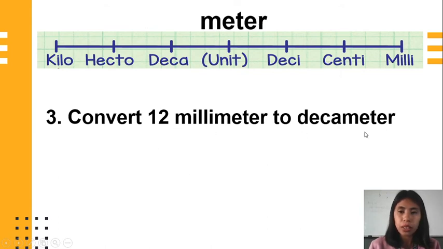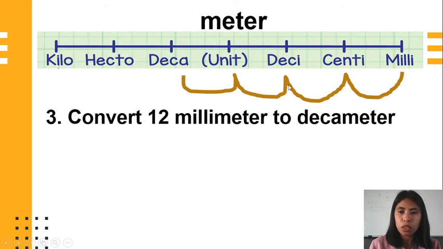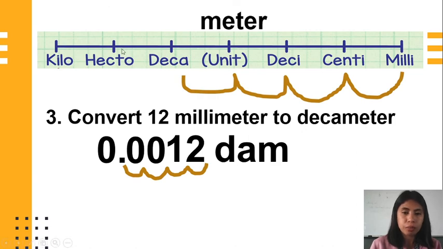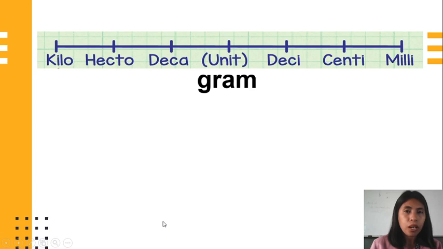Now let's have another example. Convert 12 millimeter to decameter. So we have millimeter going to decameter. So we will count 1, 2, 3, 4. 4 steps going to the left. So copy 12 since the decimal point is at the rightmost part. We will count 4 steps going to the left, 1, 2, 3, 4. We will add 2 zeros since the decimal point is here. We need to add a point and another 0. So therefore, our answer is 0.0012 decameter.